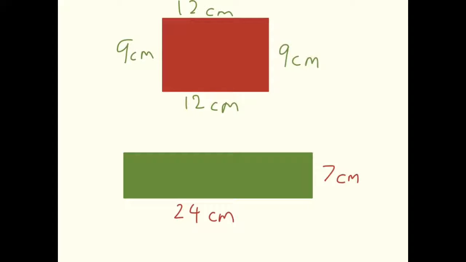What I would like you to do now is have a go with these two different shapes. Can you calculate the perimeter of these two shapes? Okay, have a go with them and then come back and see whether or not your answer matches mine. Okay, 3, 2, 1, pause.